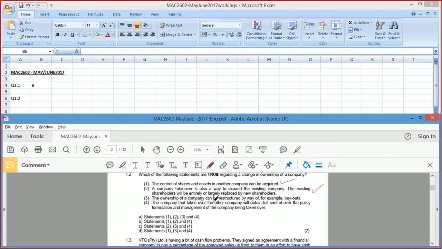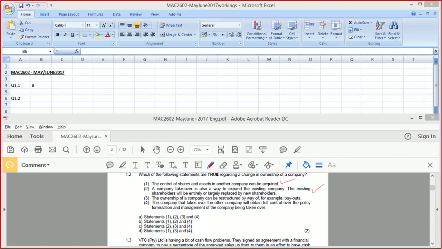The ownership of a company can be restructured by way of, for example, buyouts. A buyout would be buying out equity that has been issued. Possibly, because if the company is buying out their shares, they're buying back the shares that they've issued. So possibly. We'll just keep that one aside, and let's look at the last one.